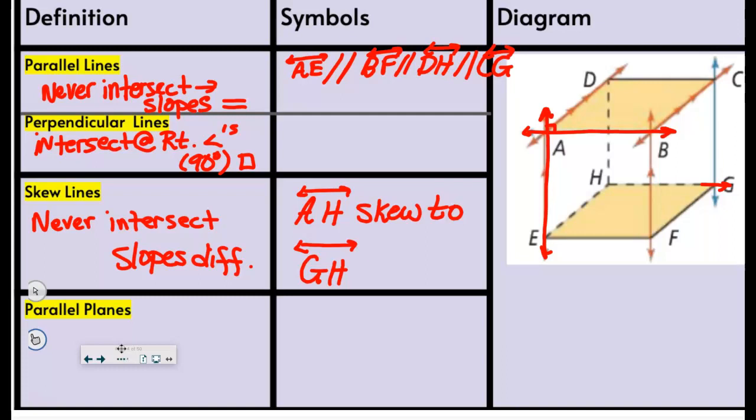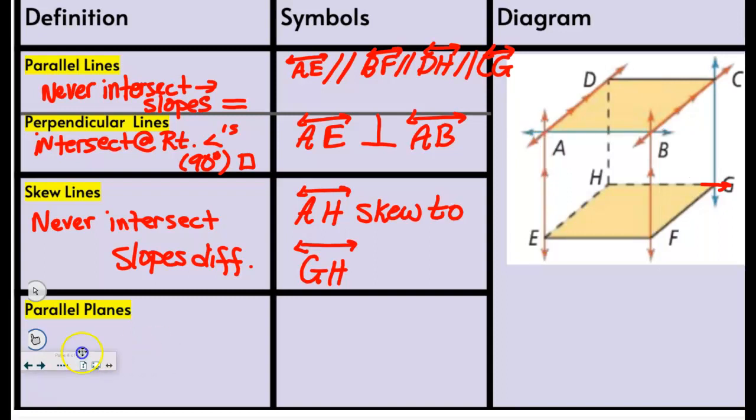All right? So I would say AE, and then again the line symbol goes over it. And our symbol for perpendicular is like an upside down T. It runs perpendicular to AB. And again, there's other examples of that, but I'm only putting one. And next up for parallel planes, remember we talked about planes in chapter 1. You name them with 3 letters and no symbol, no commas or anything. Parallel planes also don't intersect.